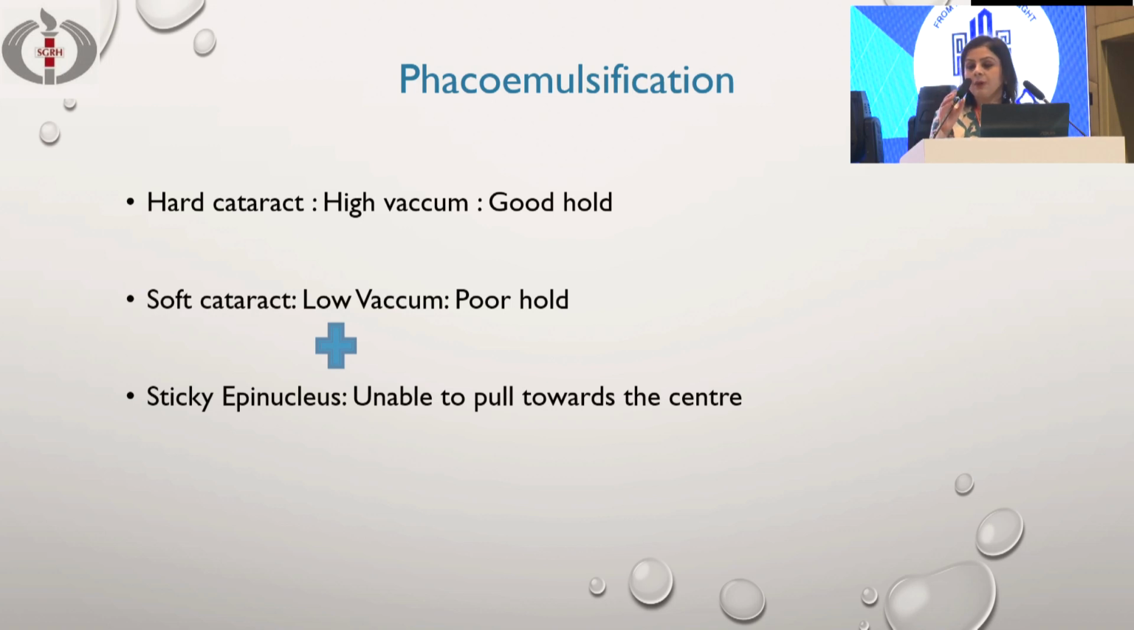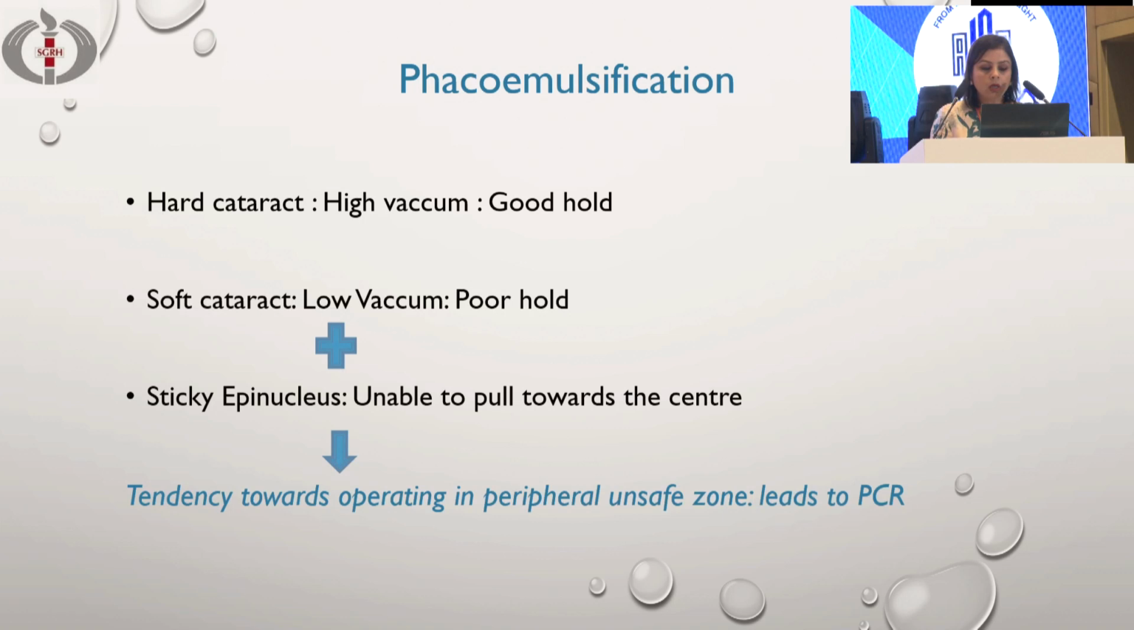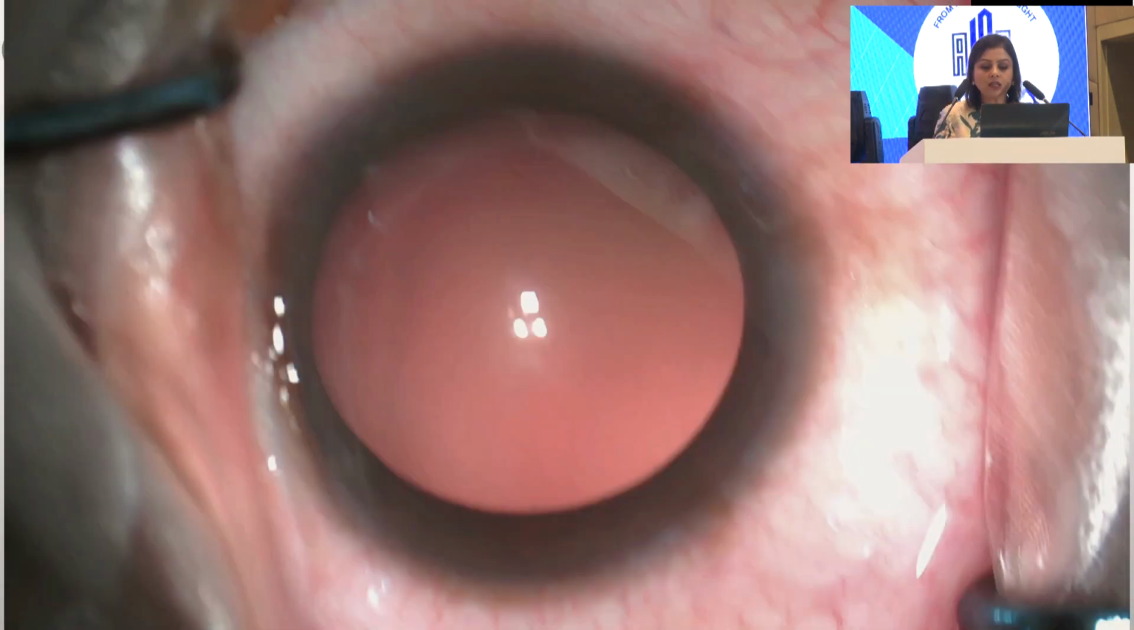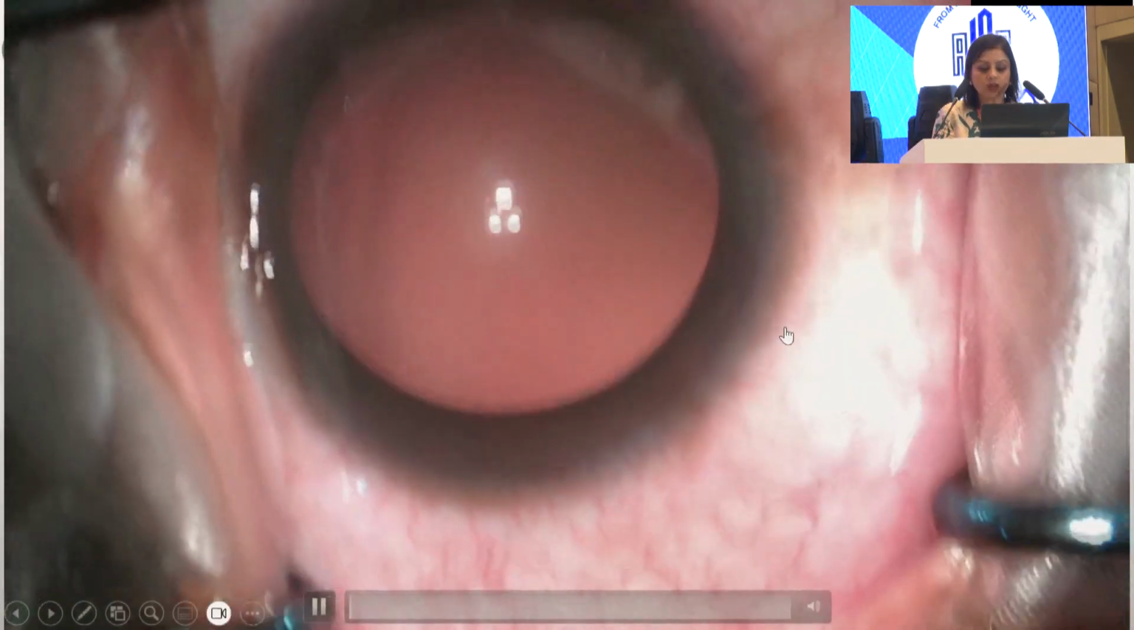The second aspect is that the epinucleus tends to be a little sticky. It sticks to the nucleus, and we are unable to pull the nucleus towards the center and chop. These factors lead to us operating in the peripheral unsafe zone, that is the normal tendency, which increases the risk of posterior capsular rupture. So now let's look at a few surgical videos and understand different techniques which can help us in dealing with soft cataract.